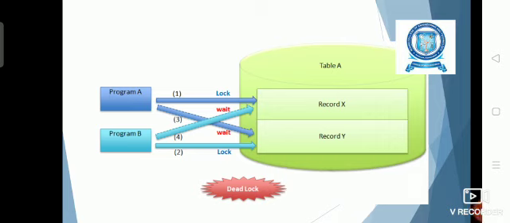So program A can't complete the execution because it wants record Y, which is locked by program B. Also, program B can't complete its execution. It wants the record which is locked by program A. So both programs can't complete their execution. This situation is called a deadlock situation.